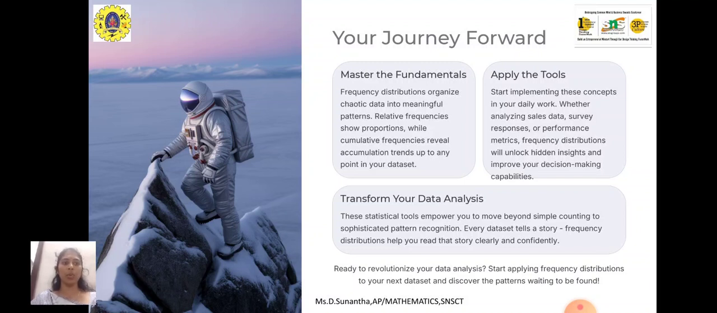These statistical tools empower you to move beyond simple counting to sophisticated pattern recognition. Every data set tells a story. Frequency distribution helps you read the story clearly and confidently.